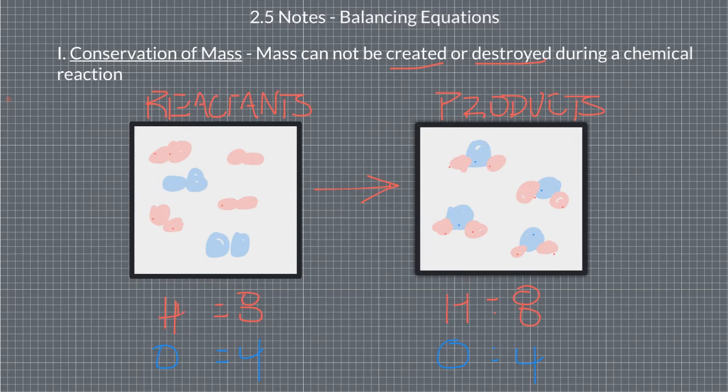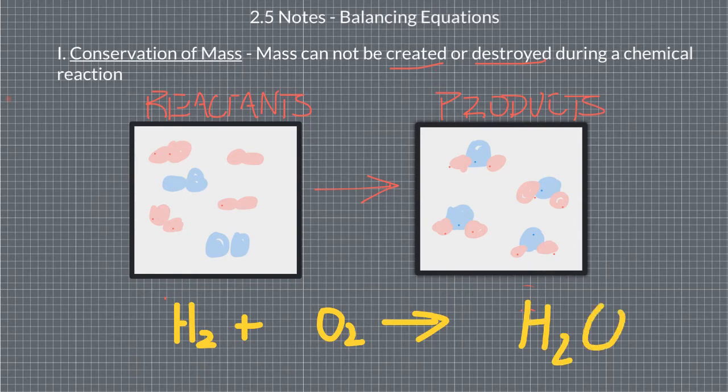So if we were actually to write this chemical reaction, we would write it in a fashion that looks like this, where I have H2 plus O2 produces H2O. And so what I have here is I would have numbers in front of each of these. And that's what you're going to see here when we balance equations.